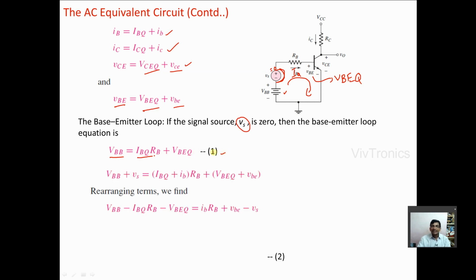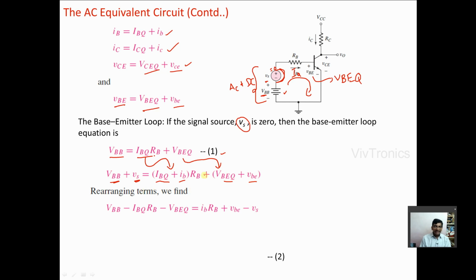Now if we apply Vs, then we have two sources: one is AC and the other is DC. Here VBB is DC and Vs is AC. Therefore, VBB plus Vs, when we apply both DC and AC, gives both DC current as well as AC current. So IB is represented as the DC component plus the AC component, multiplied by RB, plus VBE, which is also represented with a DC component plus an AC component.